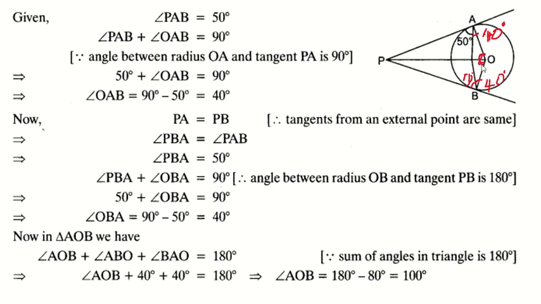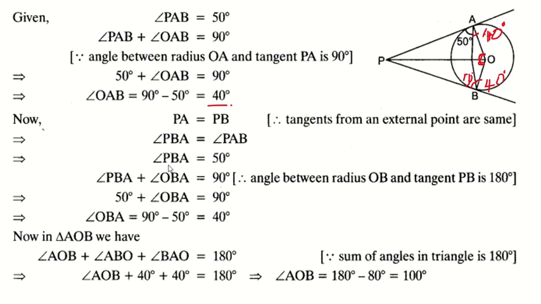So what is the sum of angles in a triangle? See, first, what they have given is angle PAB is 50 degree. But as we know, the angle between the radius and the tangent PA should be 90 degree. So PAB plus OAB gives 90 degree, so OAB is 40 degree. As you know, PA equals PB. If these two lengths are equal, obviously PBA equals PAB.